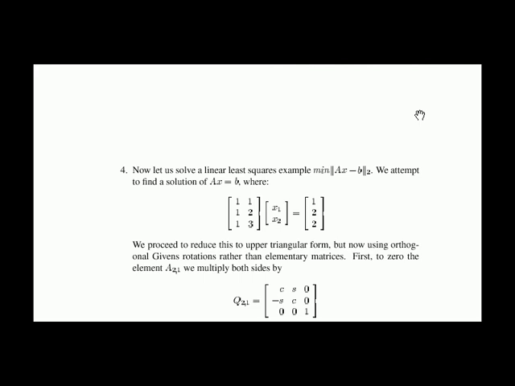Suppose we want to minimize the norm of AX minus B. In other words, we want to make AX as close to B as possible in the L2 norm, where A is the 3 by 2 matrix shown and B is the 3 vector shown here. Basically, we want to reduce it to upper triangular form. That means we've got 3 elements to knock out, the 2 elements below the diagonal in the first column and the 1 element below the diagonal in the second column. So we've got to do 3 transformations.